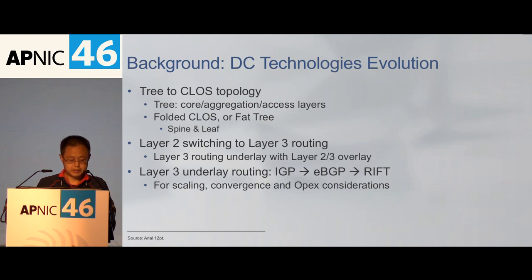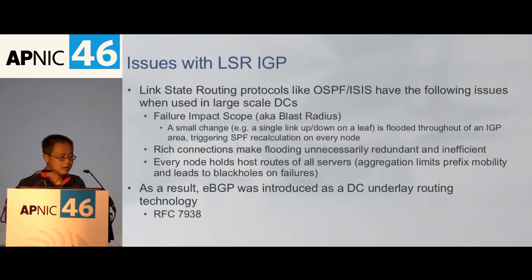And then for the layer 3 underlay routing, the routing protocol itself has evolved from IGP to eBGP, and now we are proposing to use RIFT as the new routing protocol for data centers. The reasons are scaling, convergence, and OPEX considerations. So let's first examine why we have those different protocols to use.